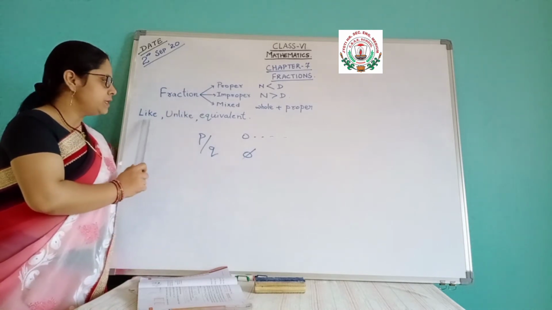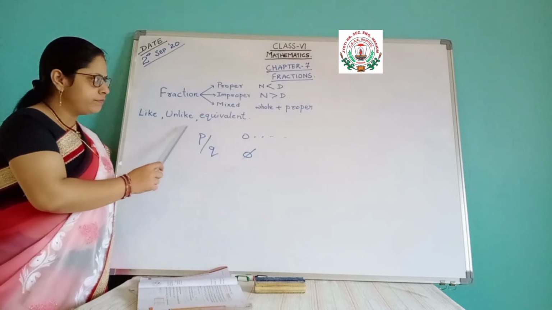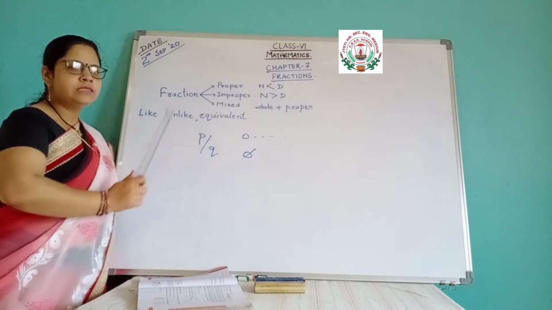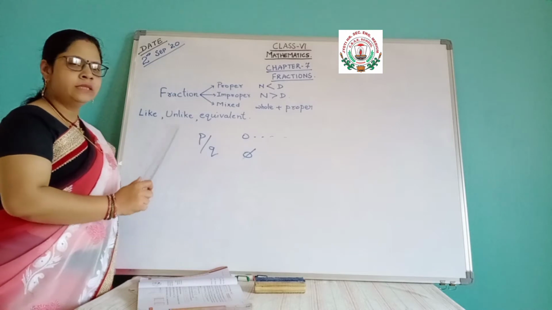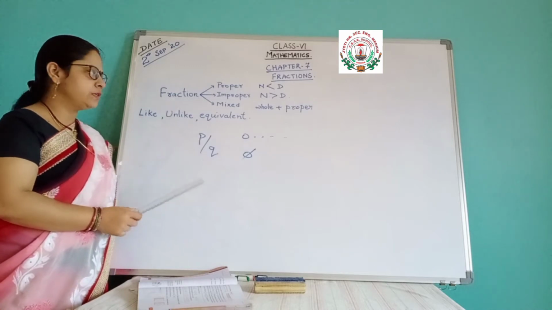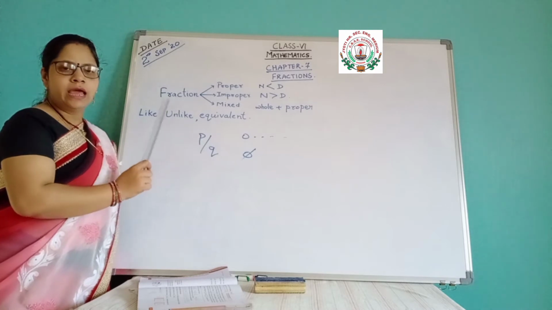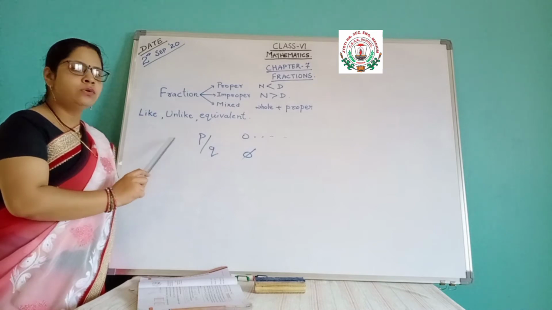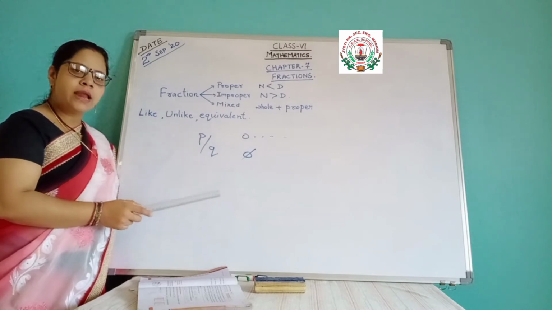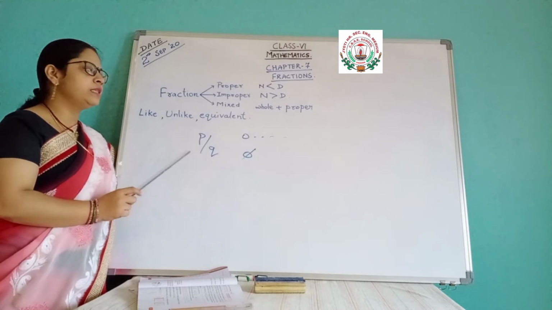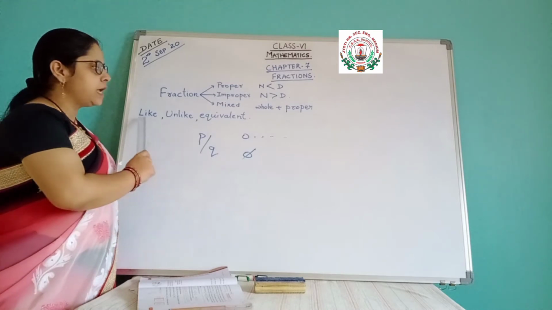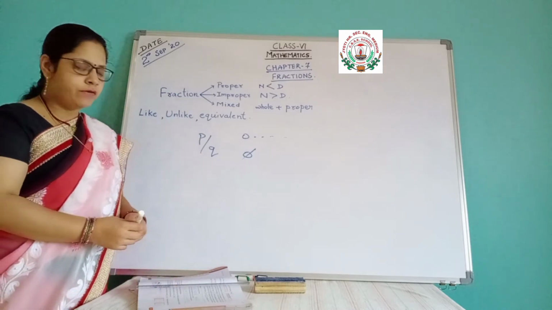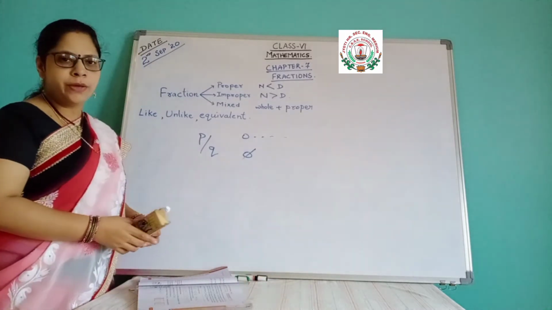Next, we have already studied about like fractions, unlike fractions and equivalent fractions. Proper, improper and mixed is about one single fraction, where you tell whether it is proper, improper or mixed. Like, unlike or equivalent are comparisons of two fractions: whether these two are like or not, unlike or not, or equivalent or not. So this is actually used for comparisons. So now how are you comparing fractions? Our next topic is comparing fractions.